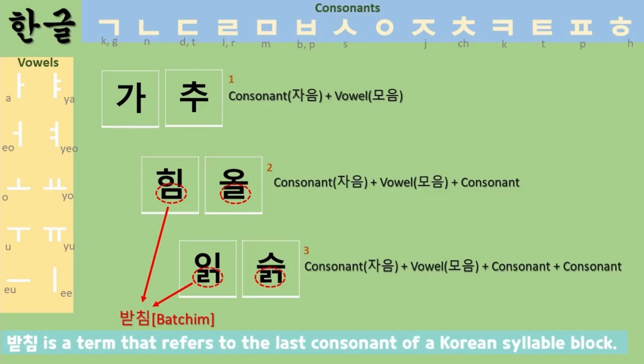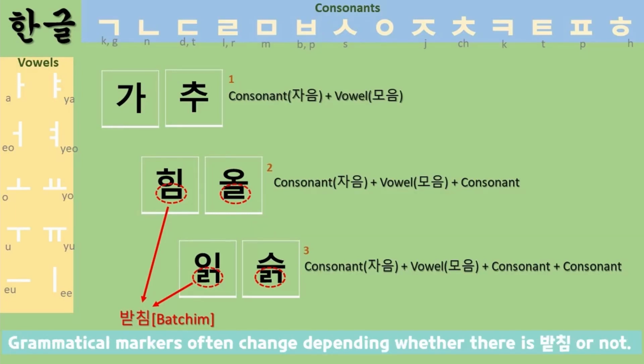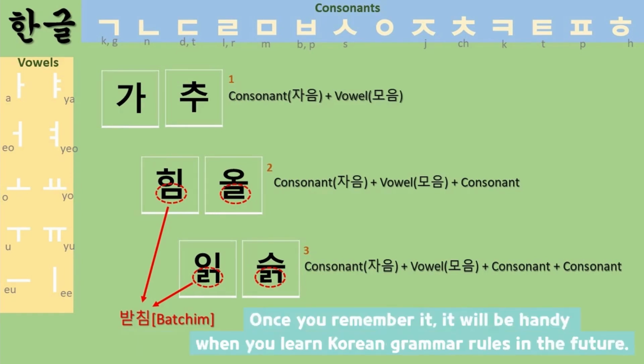받침 is a term that refers to the last consonant of a Korean syllable block. Grammatical markers often change depending whether there is 받침 or not. Once you remember it, it will be handy when you learn Korean grammar rules in the future.